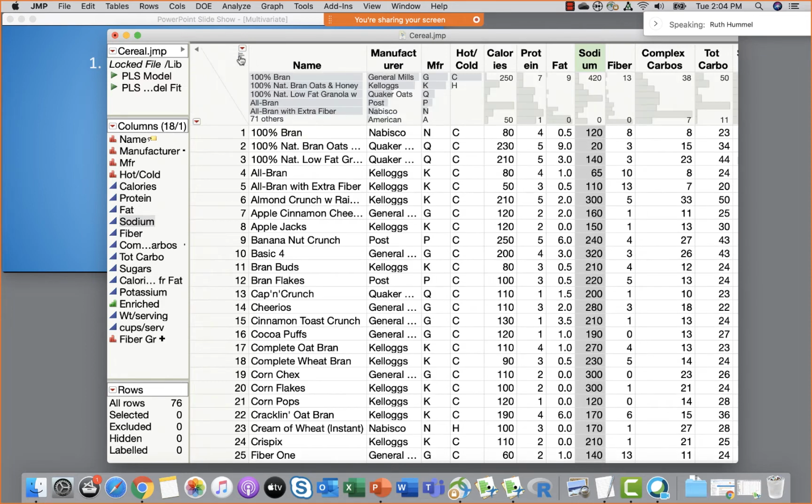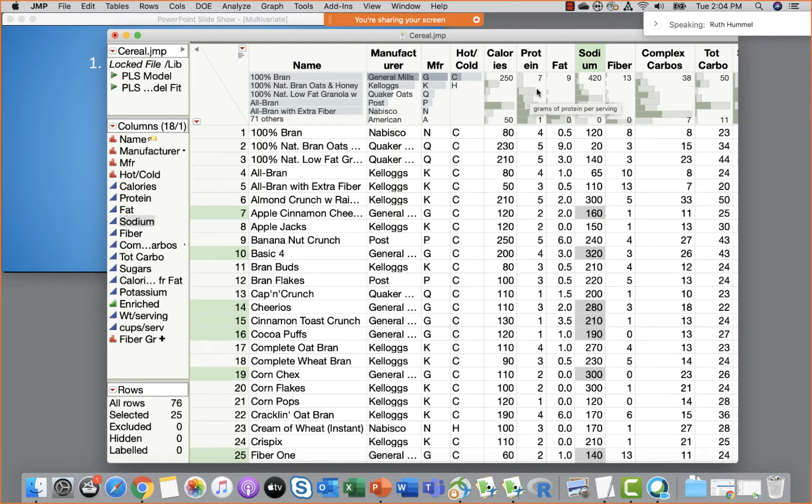In JMP 15, you now have this little mini distribution platform right at the top of the data set. So I can quickly see many of the cereals are from General Mills. The next biggest group is Kellogg's, then Quaker Oats, then Post. All of this is interactive, just like the distribution platform is. So if I click on General Mills, I see the distribution of General Mills darker in all the other outputs. But I can see the protein content.